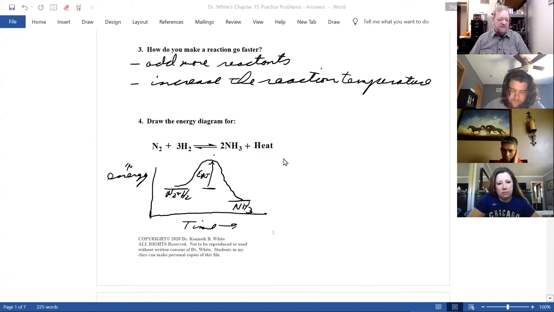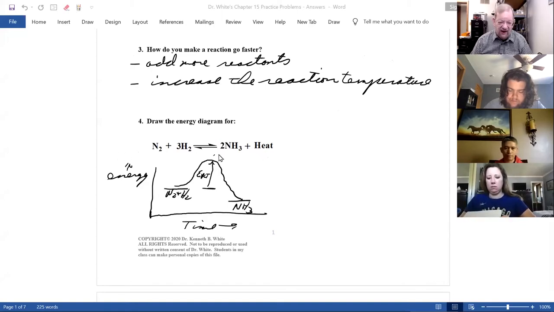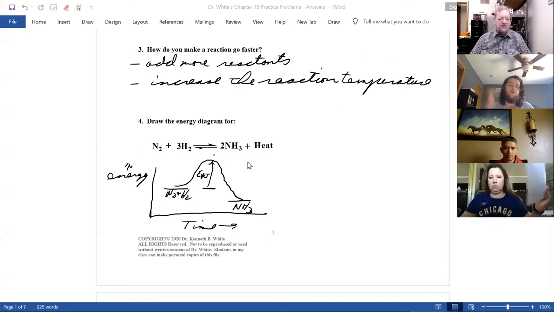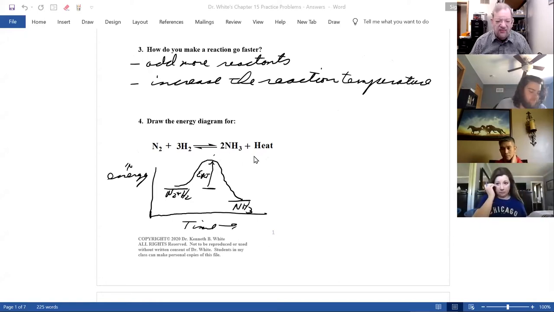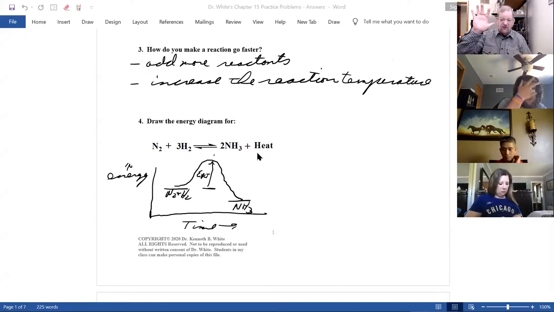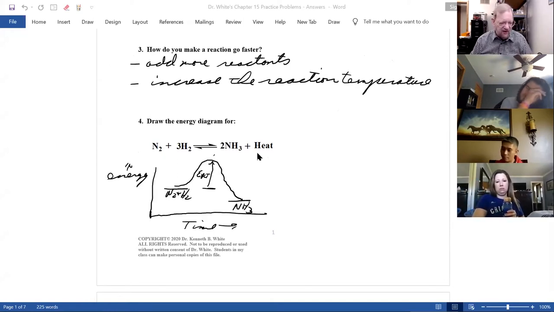Now, one of the important things you should know how to do is draw an energy diagram. In an energy diagram, you have an equation, and on one side or the other, you have heat. When heat is on the right, facing the screen, that is exothermic. When it's on the left, it's endothermic.